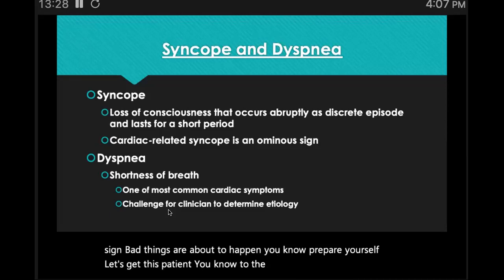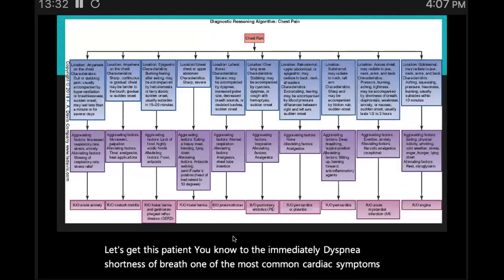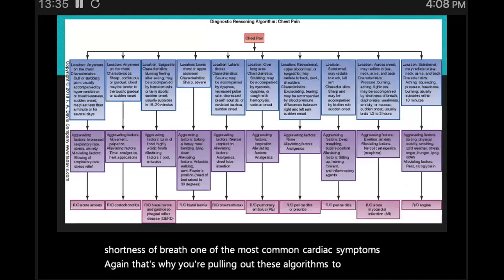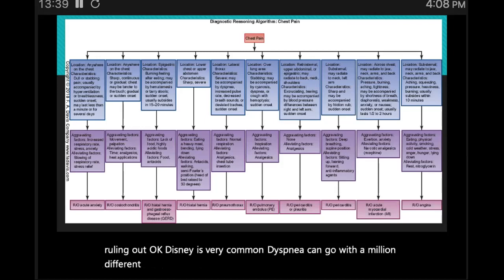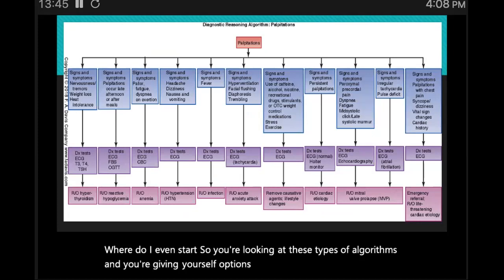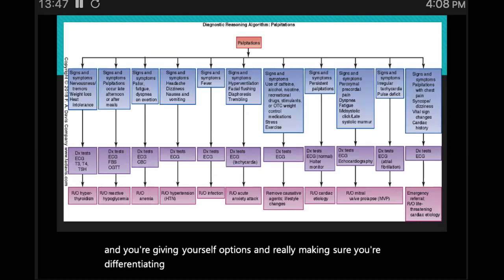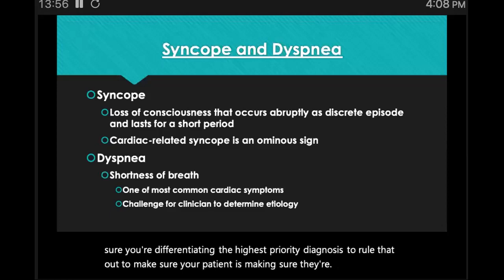Dyspnea, shortness of breath, is one of the most common cardiac symptoms. Again, that's why you're pulling out these algorithms to start ruling out. Okay, dyspnea is very common. Dyspnea can go with a million different diagnoses. Where do I even start? So you're looking at these types of algorithms and giving yourself options, making sure you're differentiating the highest priority diagnoses to rule out, making sure you're ruling out the worst case scenario for them.